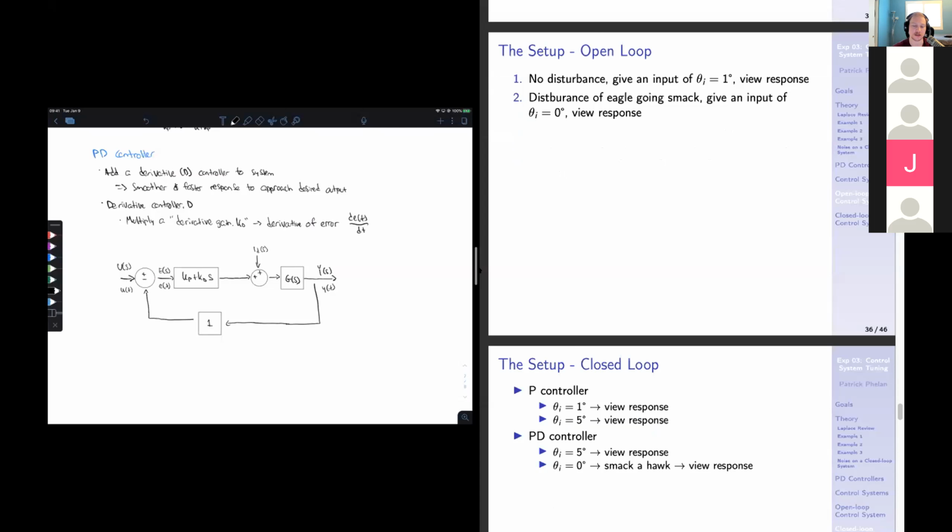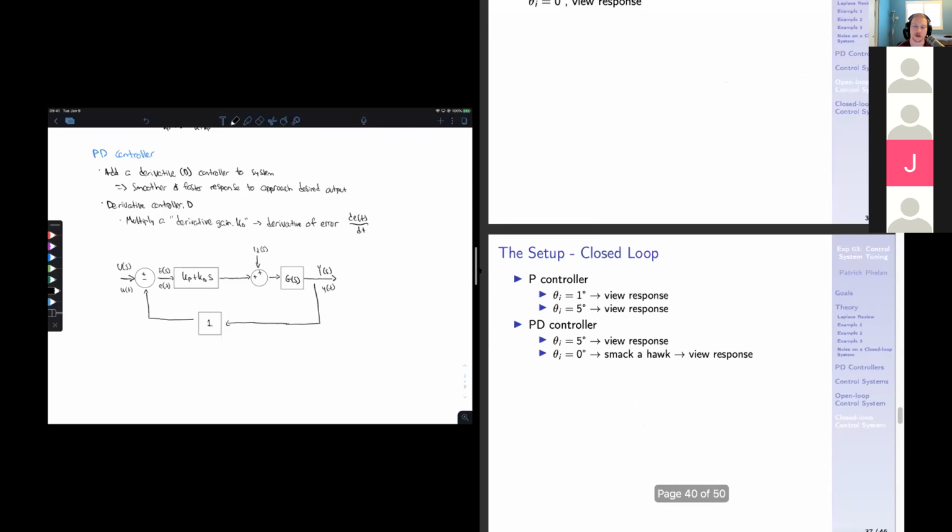All right, so any questions on the setup for the lab? Of course, we're going to do it next time, but any questions? All right.